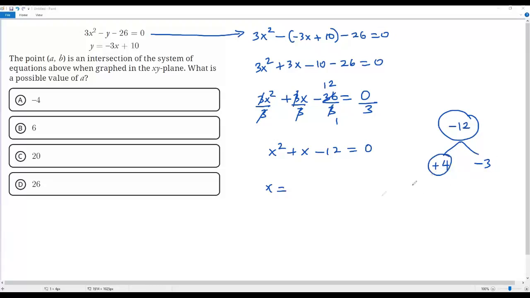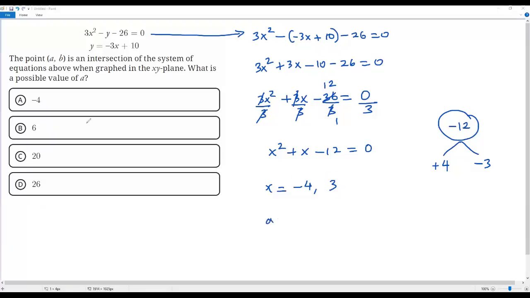The first factor is positive 4. To get the first value of x, we change the sign from positive to negative, so I get negative 4 as the first value for x. The second factor for negative 12 is negative 3, and to get the second value of x, we change the negative sign to positive. So the second value of x is 3. These two are the x-coordinates at the point of intersection.